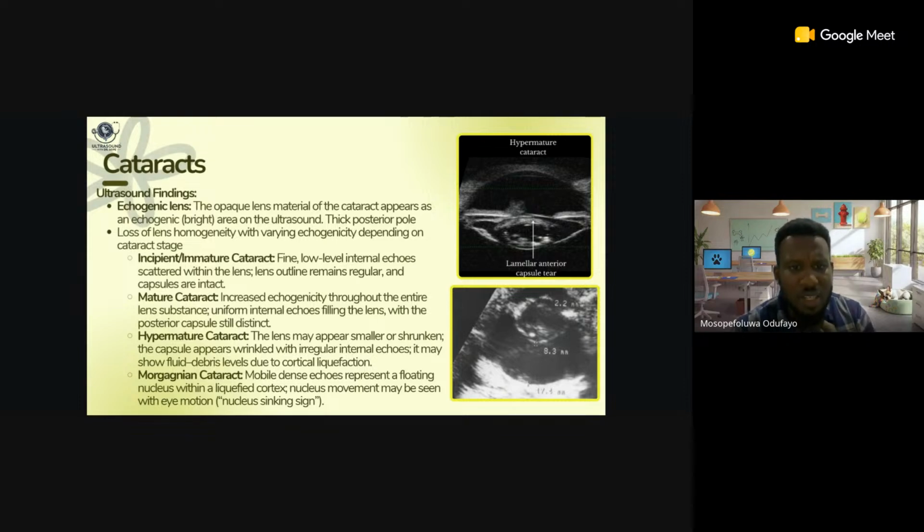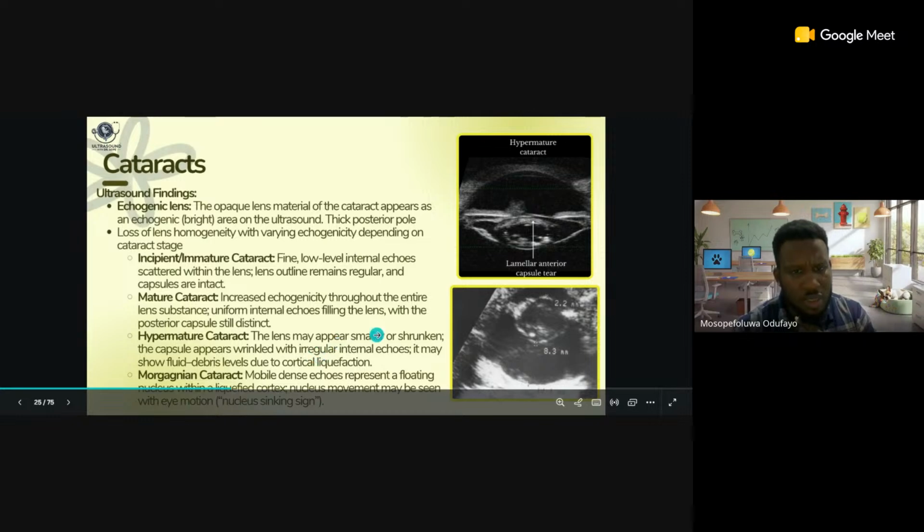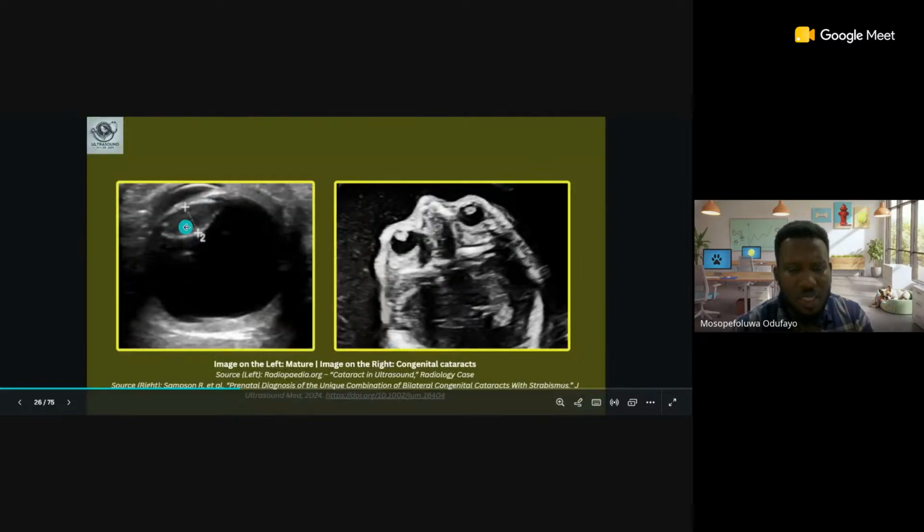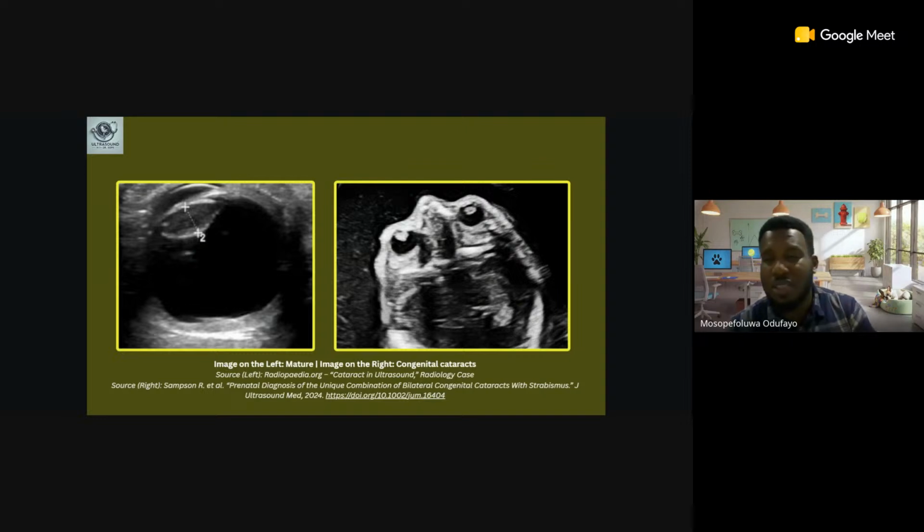And if it's a Morgagnian cataract, you find a mobile dense echo floating in the nucleus within a liquefied cortex. Is that okay? So look at these internal echoes now. And many times it might not be possible to differentiate between the types of cataracts on ultrasound. But know that once there is increased echogenicity, you are dealing with a cataract.